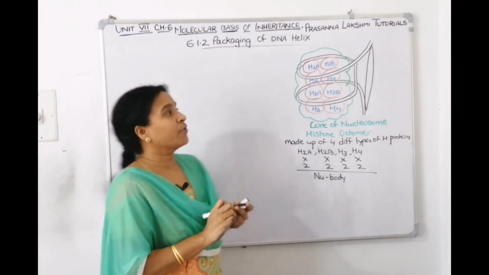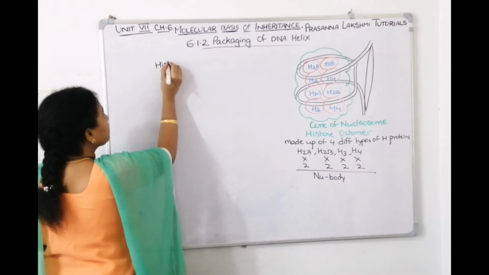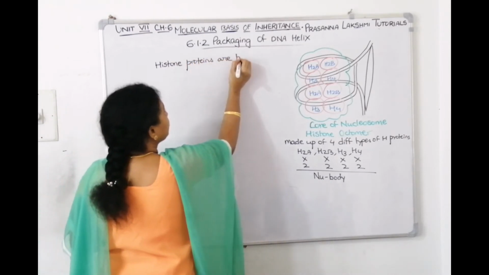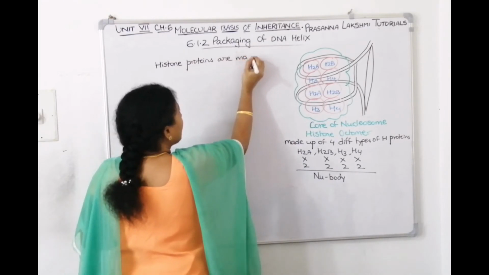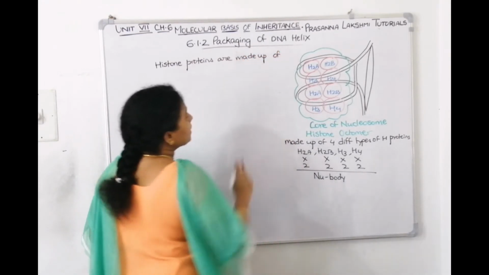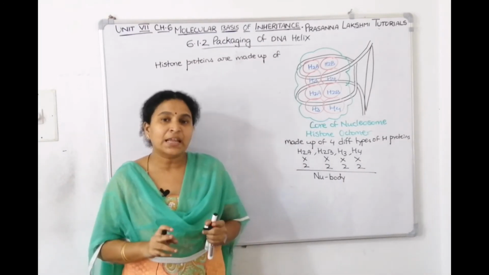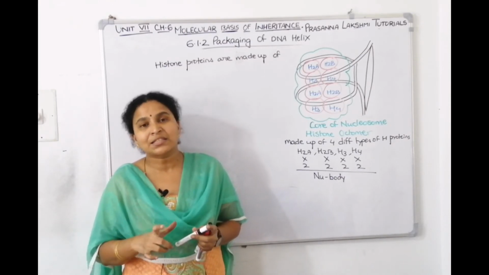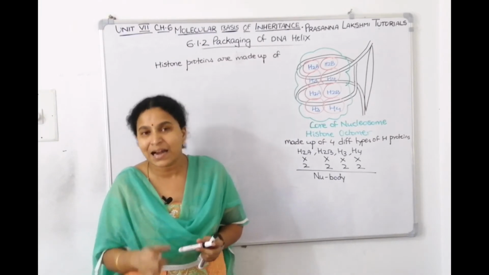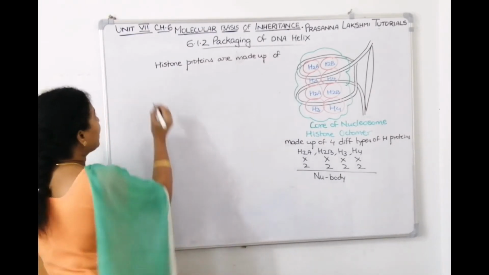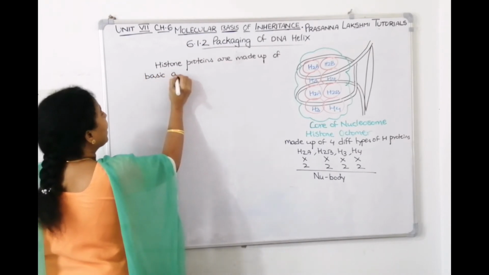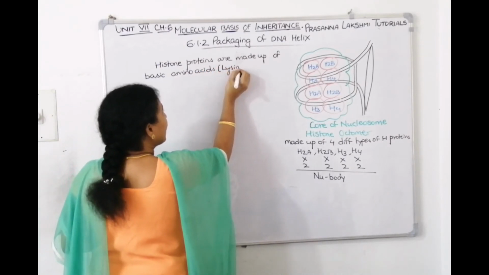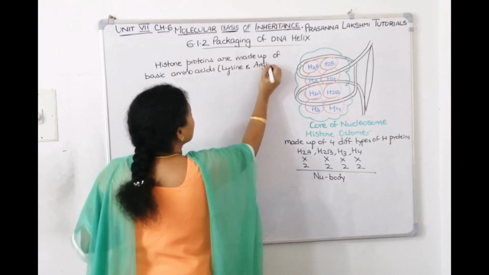And what are histone proteins? The histone proteins are made up of, since DNA is negatively charged, if you want to stabilize the DNA, then the negative charge should be nullified. Then you have to bring something positively charged. So positively charged amino acids means basic amino acids. Basic amino acids means lysine and arginine, right? So the histone proteins are made up of basic amino acids like lysine and arginine.